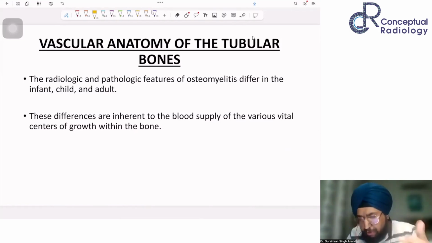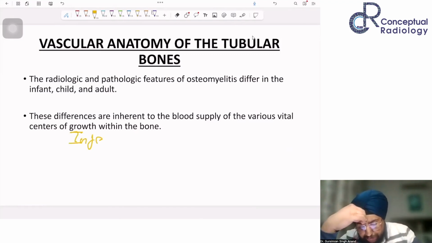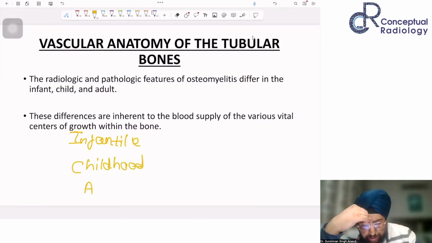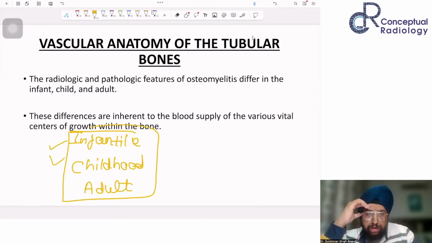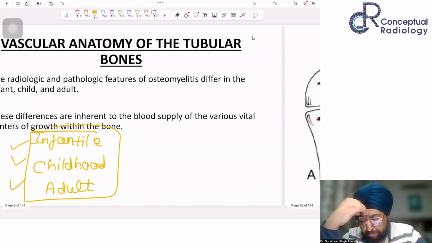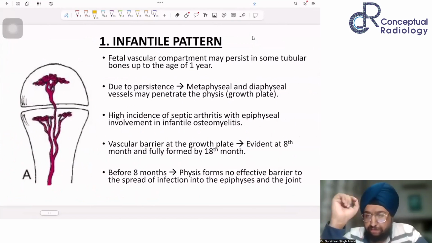So for our understanding purposes, we divide the age groups into three parts. One is your infant or infantile group, the other is your childhood group, and the third one is your adult group. So we're dividing the patients into three groups. We'll discuss the vascular anatomy one by one in these groups. Please listen carefully about this.